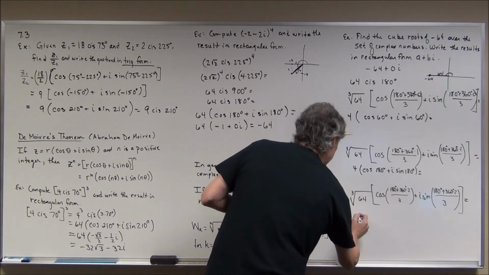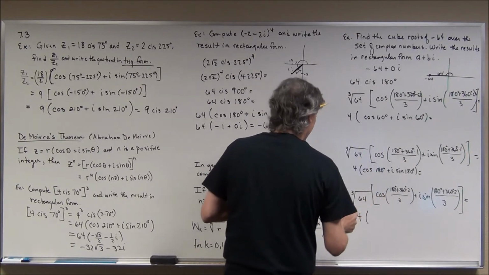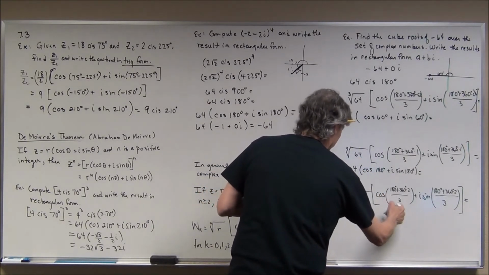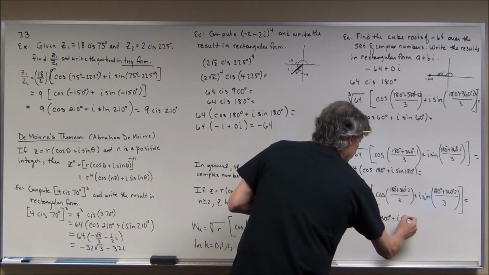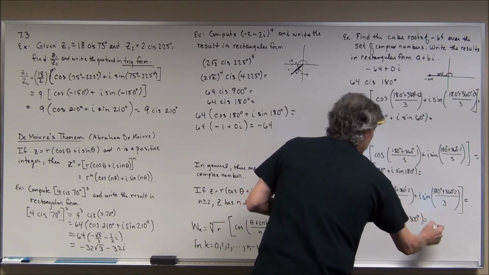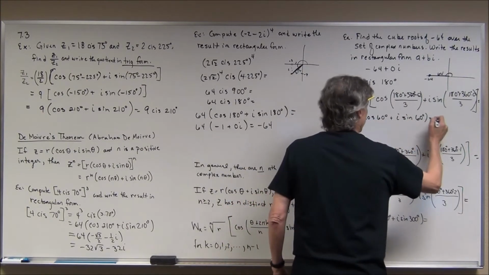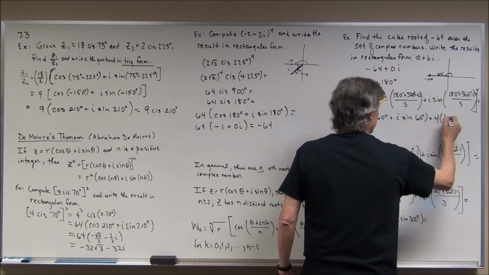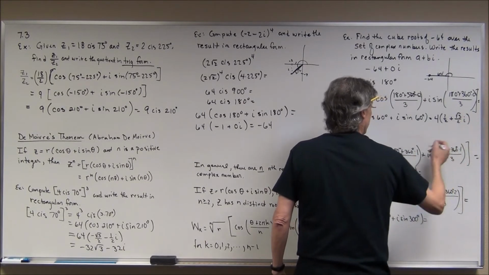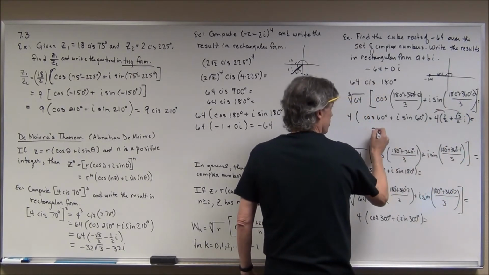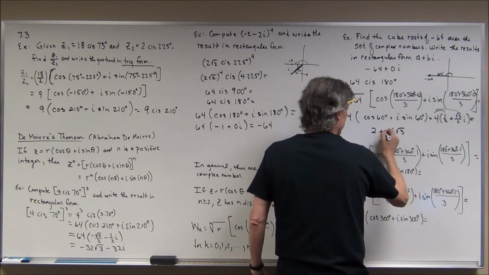And now this one, this would be 4 times. Let's see, 360 times 2 is 720 plus 180 is 900. 900 divided by 3 is 300. So this is the cosine of 300 degrees plus i sine of 300 degrees. Okay, so let's see, the cosine of 60 degrees is 1/2. The sine of 60 degrees is the square root of 3 over 2. I'm going to put the i right there, and now I distribute, and I have 2 plus 2 square roots of 3 times i, or 2i square roots of 3.